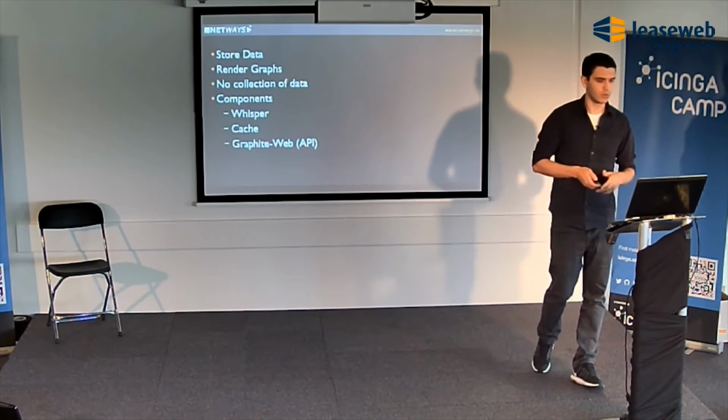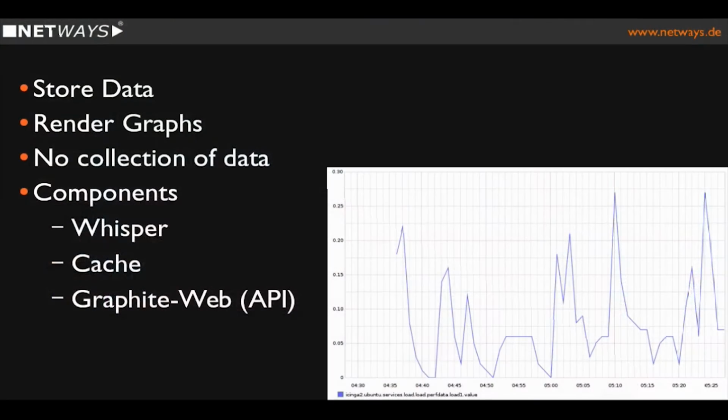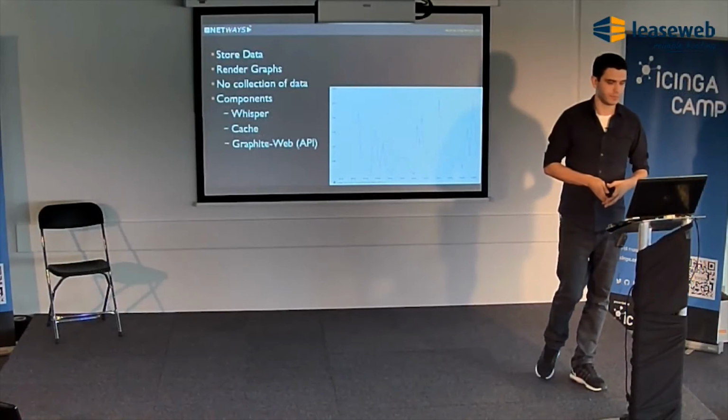What Grafana does is it uses this Graphite Web API to render these graphs. But it doesn't do it like the normal Graphite Web interface with these PNG graphs. It retrieves these pure data points in JSON format. So it can handle everything by itself.